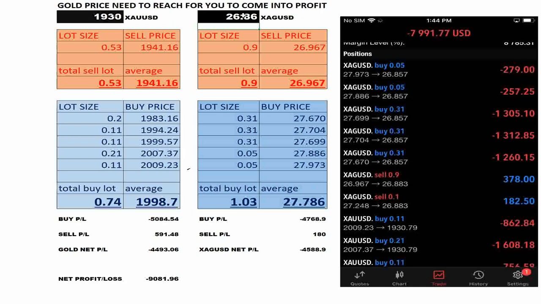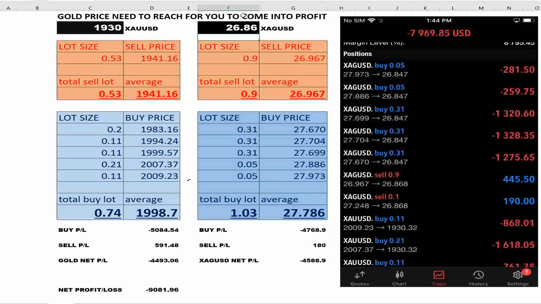As you can see on the screen, this is the lot size and the positions that he had used to trade. All the open trades we have analyzed. You can see the gold lot size 0.53, XAGUSD lot size 0.9 in sale. Now in buy, they have total 0.74 lots in gold and 1.03 in silver. So this is the complete analysis of the trade.